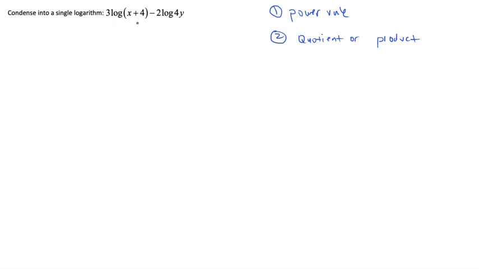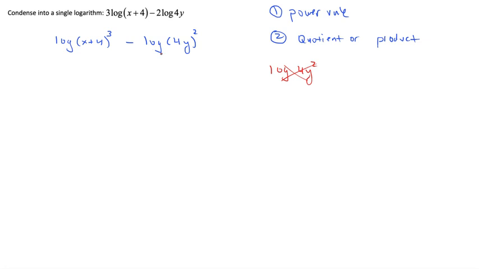So here, what does it mean for the power rule to be used? Remember, essentially the coefficient becomes the power of the argument. So let's rewrite this. We'll write it as log of x plus 4, but then this 3, the coefficient, becomes the power of the x plus 4, and then log of (4y) squared. Remember, you don't just want to put the square over here. You don't want to write it as log of 4y squared, because that means something a little bit different. That's why I put this in parentheses.